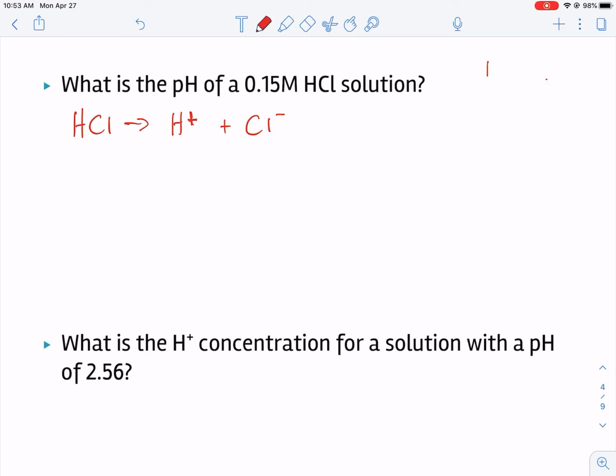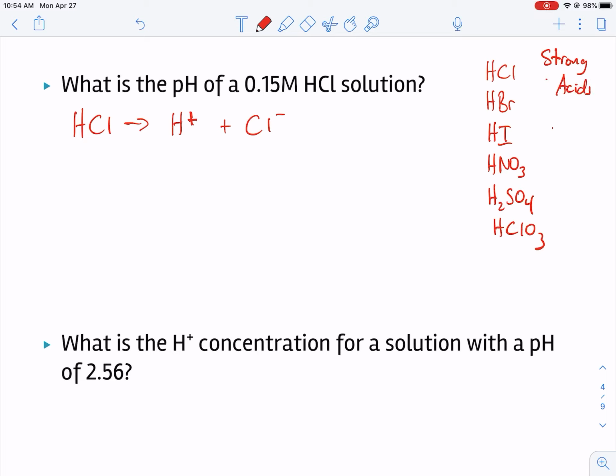We have HCl, HBr, HI, HNO3, H2SO4, and HClO3. These are what we call strong acids.